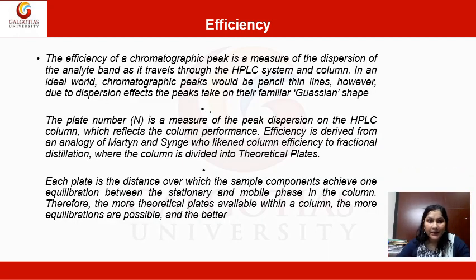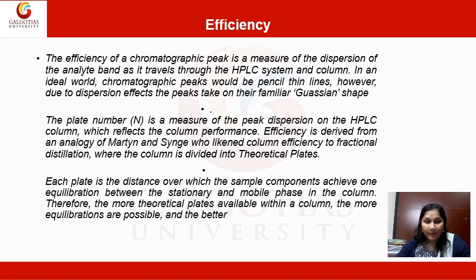Now coming to the third and last parameter used in the resolution equation, that is efficiency, denoted by capital N. The efficiency of a chromatographic peak is a measure of the dispersion of the analyte band as it travels through the HPLC system and column. In an ideal world, chromatographic peaks would be pencil thin lines. However, due to dispersion effects, the peak takes a familiar Gaussian shape. The plate number, capital N, is a measure of the peak dispersion on the HPLC column, which reflects the column performance.